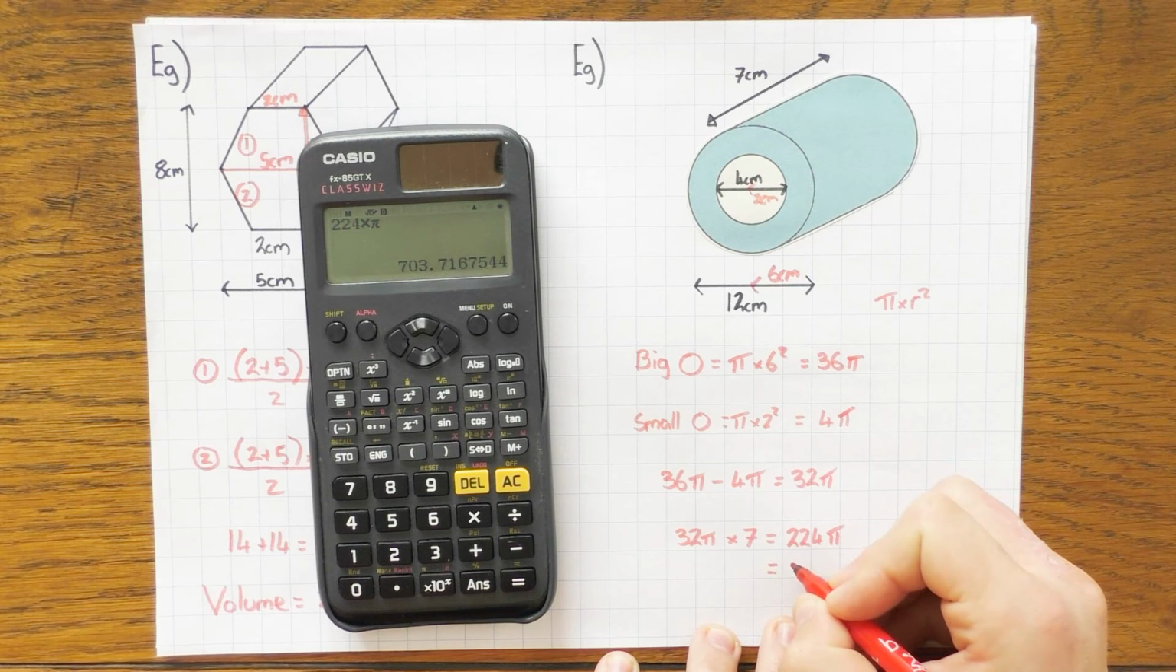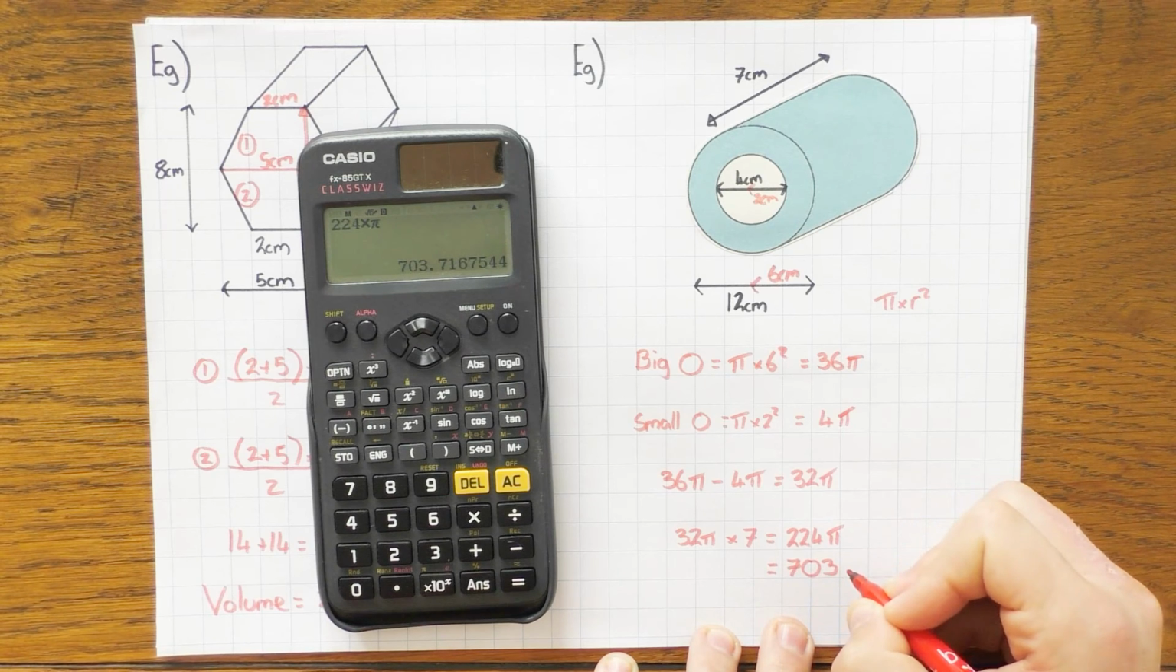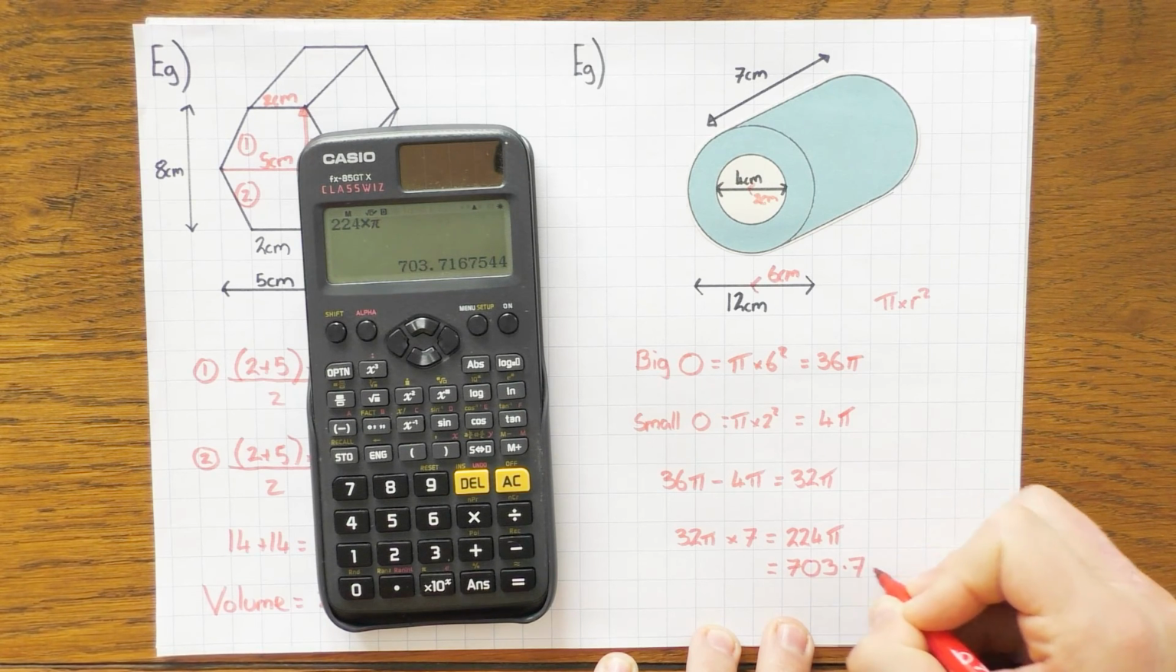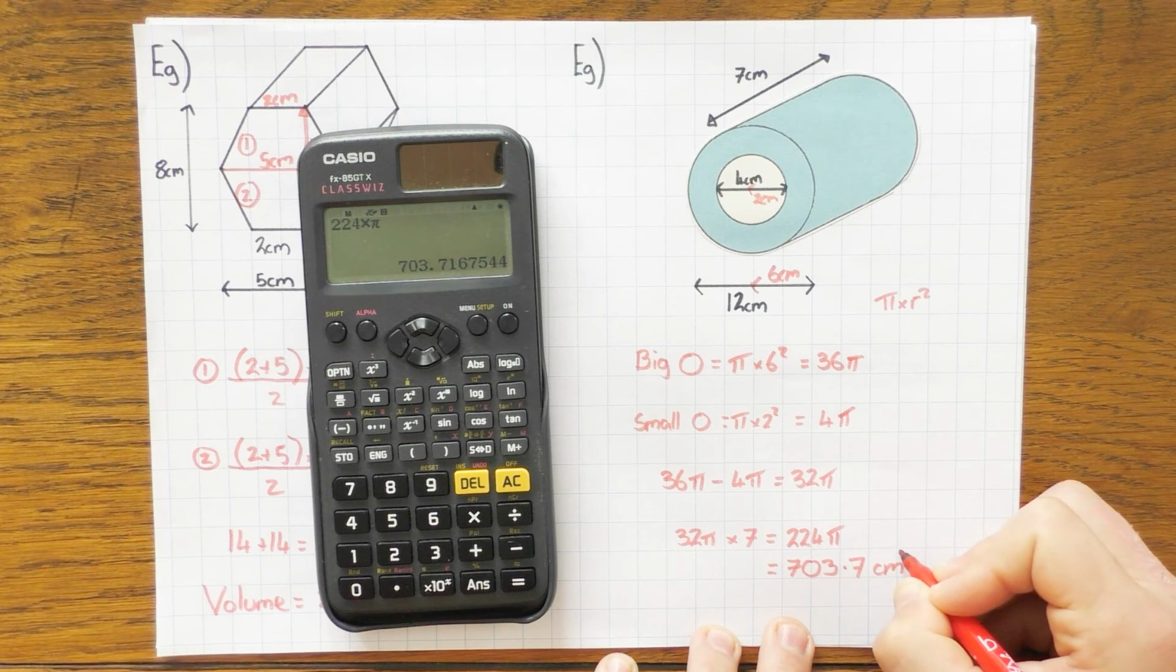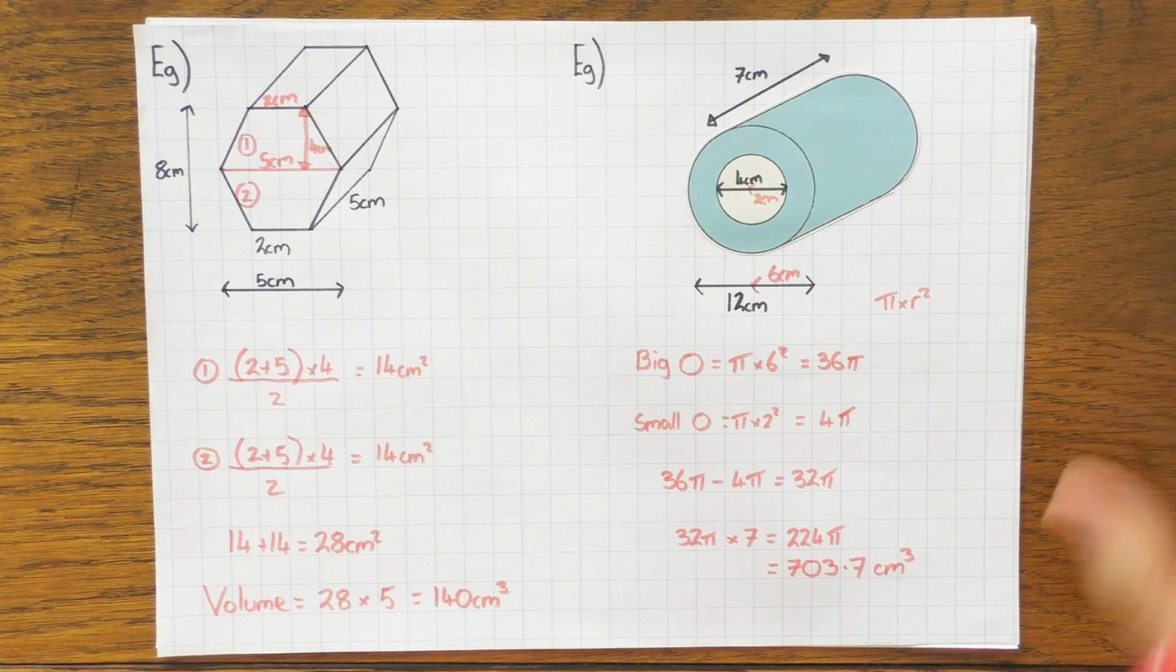I always round to 1 decimal place, but the question might say something different, so just make sure you read that, and obviously do whatever it says. So 703.7 centimeters cubed. Okay, so hopefully that helps explain how to do some of those more tricky volume questions, guys.